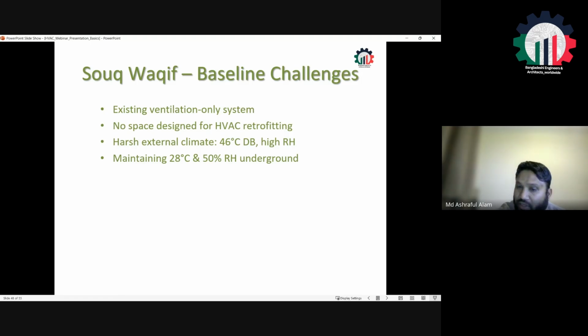Here comes the issue that whenever we introduce something to an existing building, or even a new building, we always need to coordinate our ducting, equipment, and everything with the architectural and structural teams. This is very important. What challenges did we face? In Qatar, in the Middle East, the external temperature is 46 degrees centigrade and the relative humidity is also very high, and we had to maintain 28 degrees centigrade and 50% relative humidity.